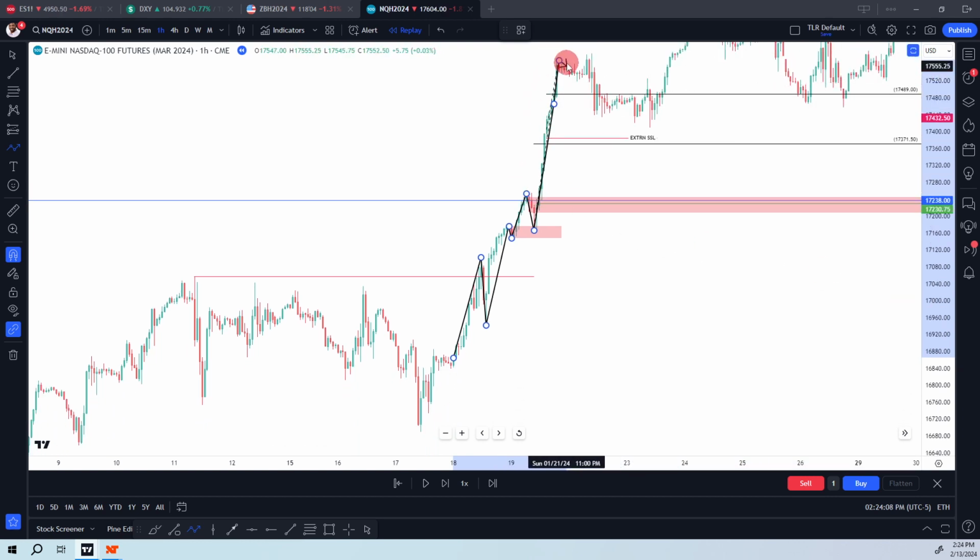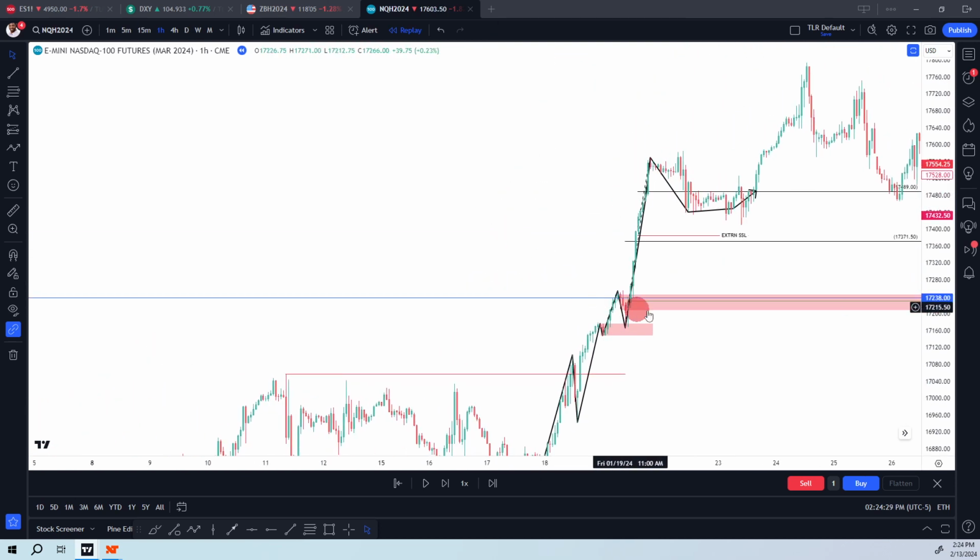So we're coming up here. Now we're just consolidating, and we're trying to figure out how likely we are to go. I'm just making some little lines here so I can move it around. How likely are we to come all the way back down to this pink area right here? How likely are we to come back to this order block?